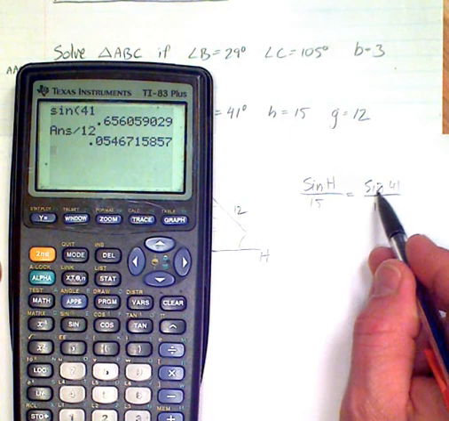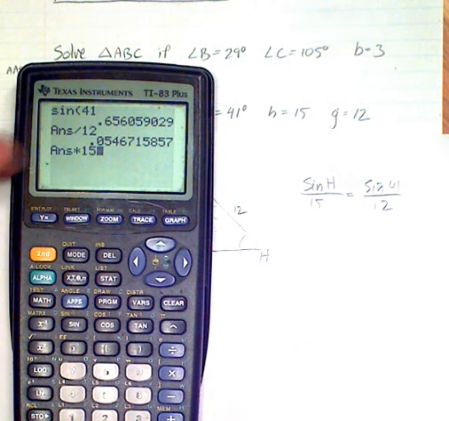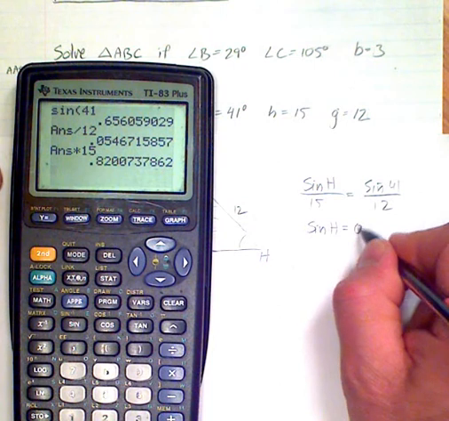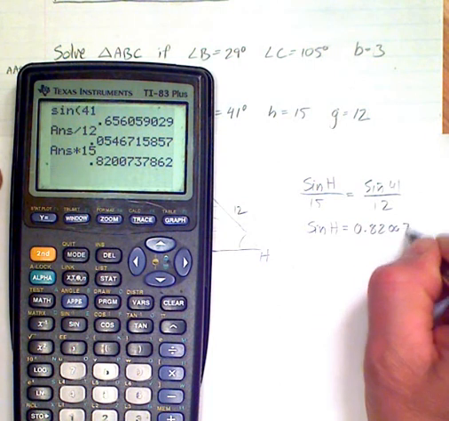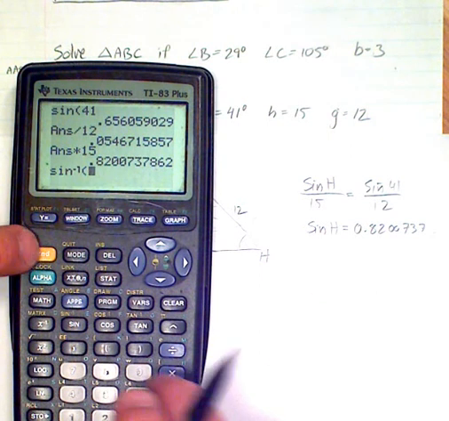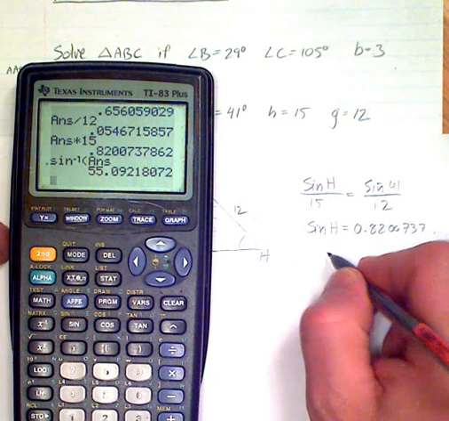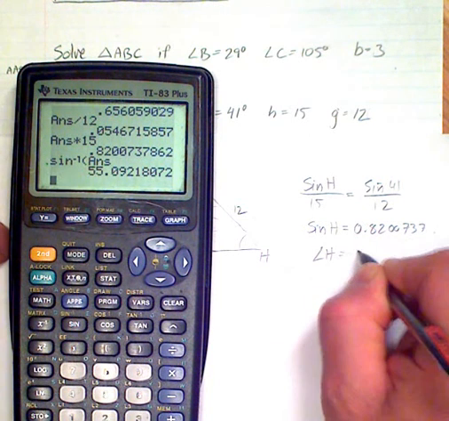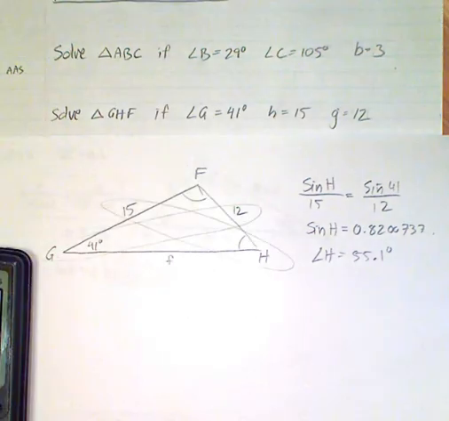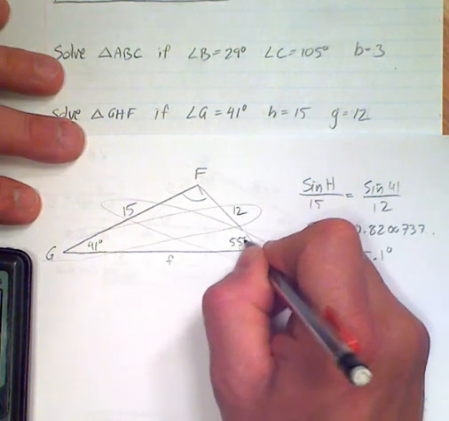So sine 41 divided by 12 is 0.05. Now we multiply it by 15. And let me just show you this last step. So sine H is equal to 0.820073. If you want to find H, you go second sine. And I'll just put that answer back in there. And it gives me angle H as being 55.1 degrees. Okay, let's just round it to 55 degrees. So here we go. We'll call that 55 degrees.